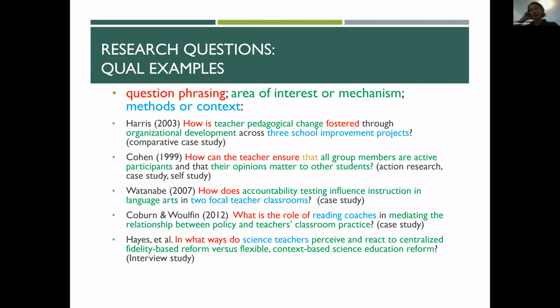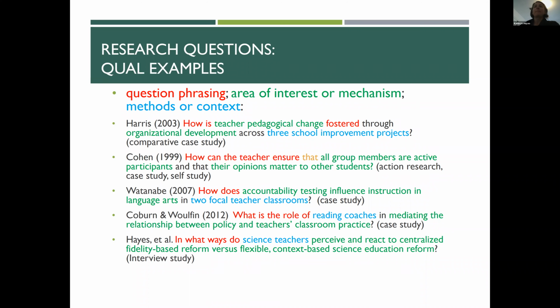Now here's some question phrasing for qualitative research questions. Now notice, I'm just going to start with the first part of each question. The first question says, how is? The second question says, how can? The third is, how does? The fourth is, what is the role of? And the fifth is, in what ways do? All right, so play around with these different starters of questions.